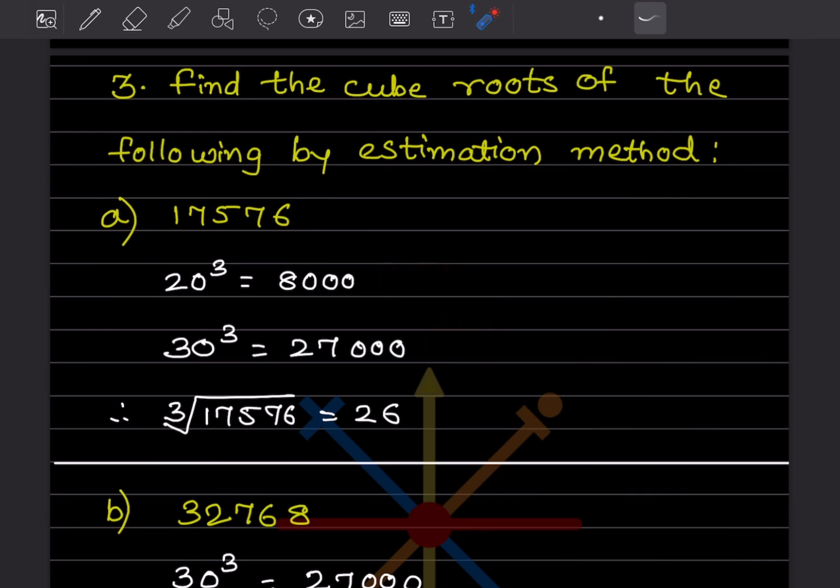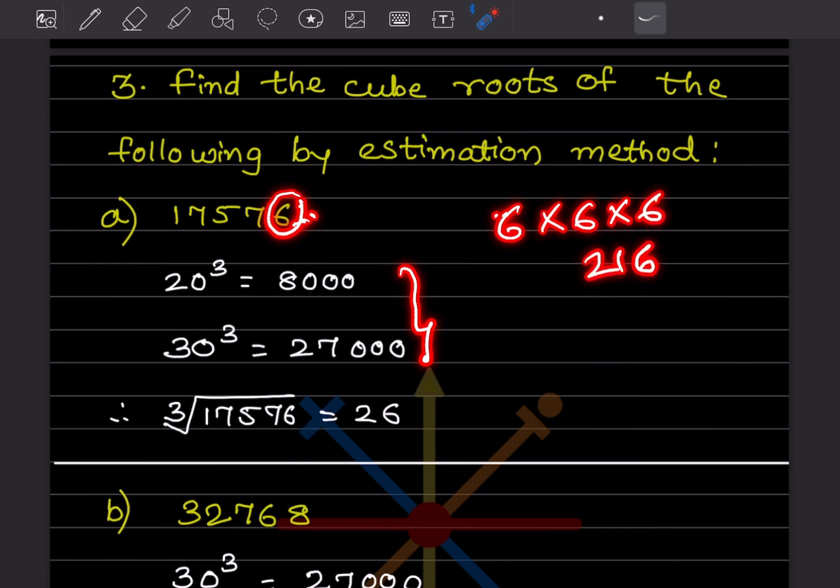So now, after finding out this step, you will concentrate on the unit digit. The unit digit is 6. So where do we get a cube ending in 6? That we have to see. The only possibility of getting 6 is 6 into 6 into 6, which is going to be 216.